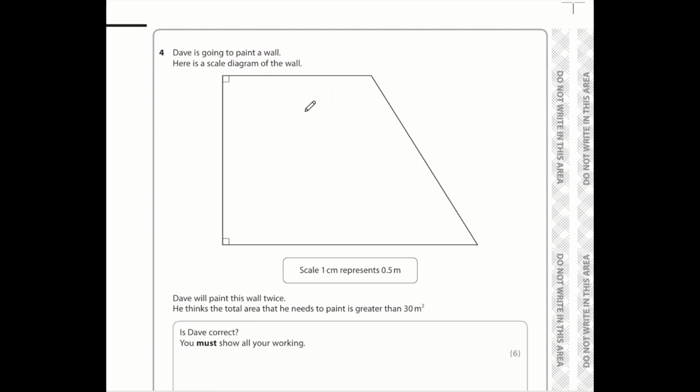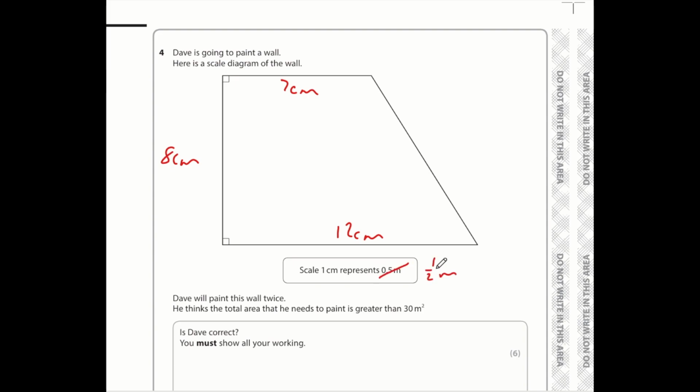Okay, so for this question you need to print this out on correct size paper so that you can do the measurements. So this top bit is 7 centimeters here, the height is 8 centimeters, and this is 12 centimeters along the bottom. Now 1 centimeter is 0.5 meters. So I'm going to multiply all of these by 0.5, and 0.5 is a half.